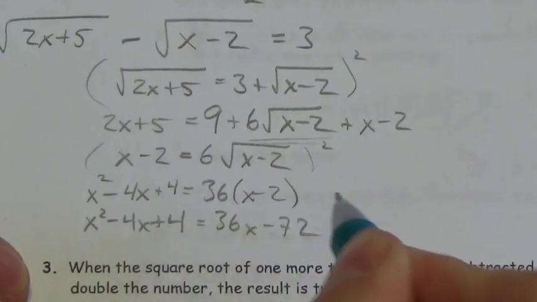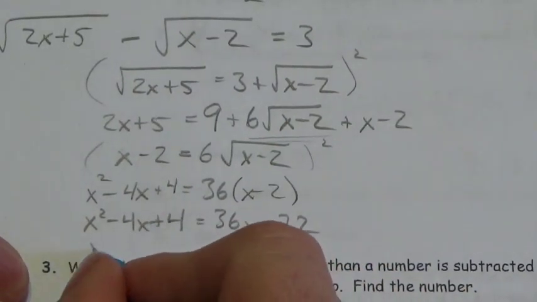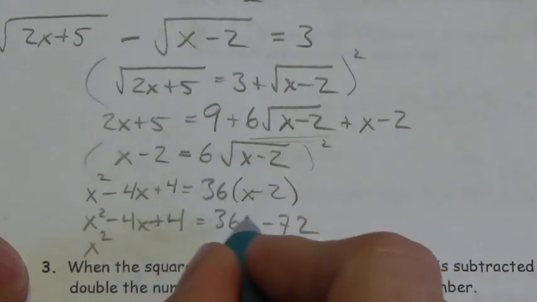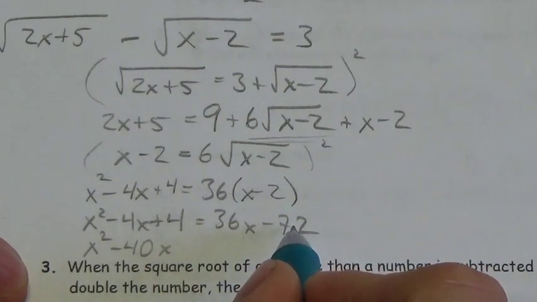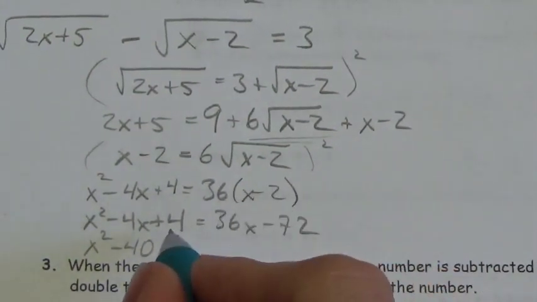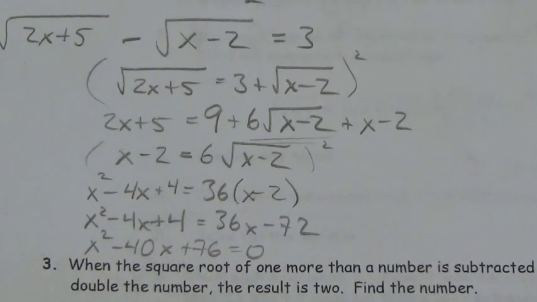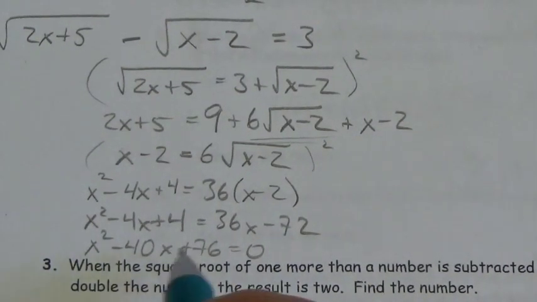36x minus 72. Now I'm going to bring everything over to the left-hand side because I've got a quadratic here. So I got a negative 4 and a positive 36 on the right-hand side. When I bring that over, I'm going to get negative 40x. And I'm going to add that 72 to this side right here. I'm going to get 76. Okay, now I'm hoping that I can factor that. So I'm looking for factors of 76, okay, that are going to add to 40.